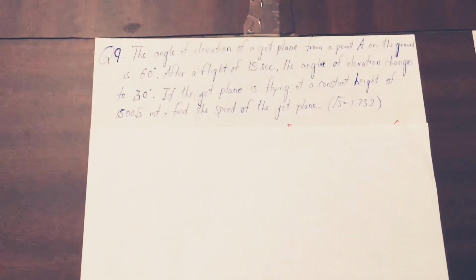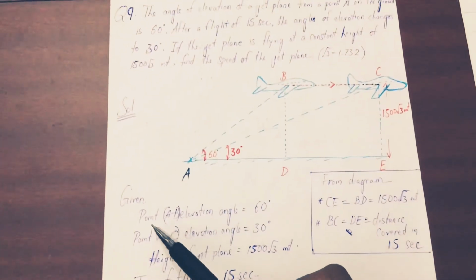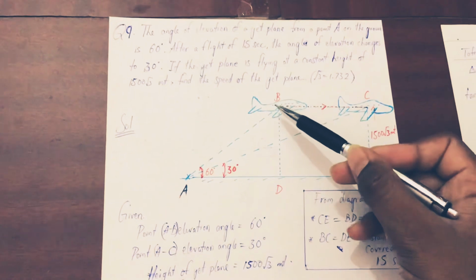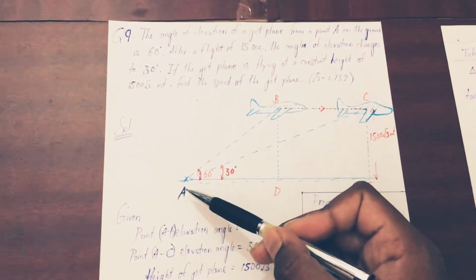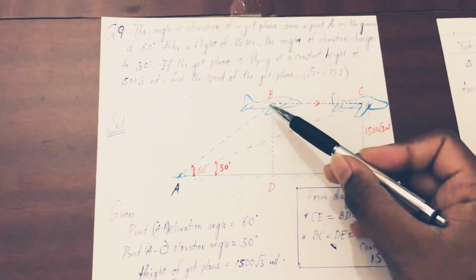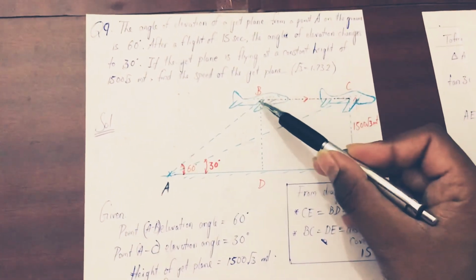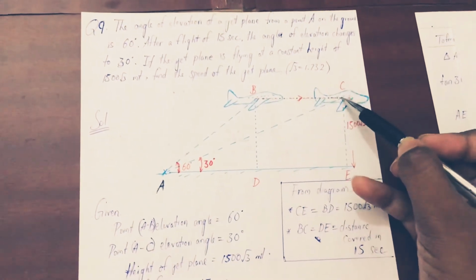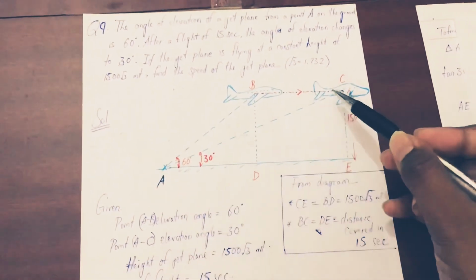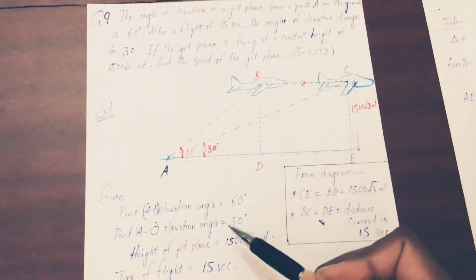So we just need to write down the given data, then we draw the diagram. The given data is point A to B. Assume that this point B is the first position of the plane, and A is the point on the ground. So from A to B, angle of elevation is 60 degrees. Then the flight has traveled for 15 seconds. I have assumed this has covered the distance of BC. So within 15 seconds it has moved from B to point C. Then the angle of elevation changes, which is 30 degrees now. So point A to C is 30 degrees. That's how it is written here. Point A to B, elevation angle 60 degrees. Point A to C, elevation angle 30 degrees.